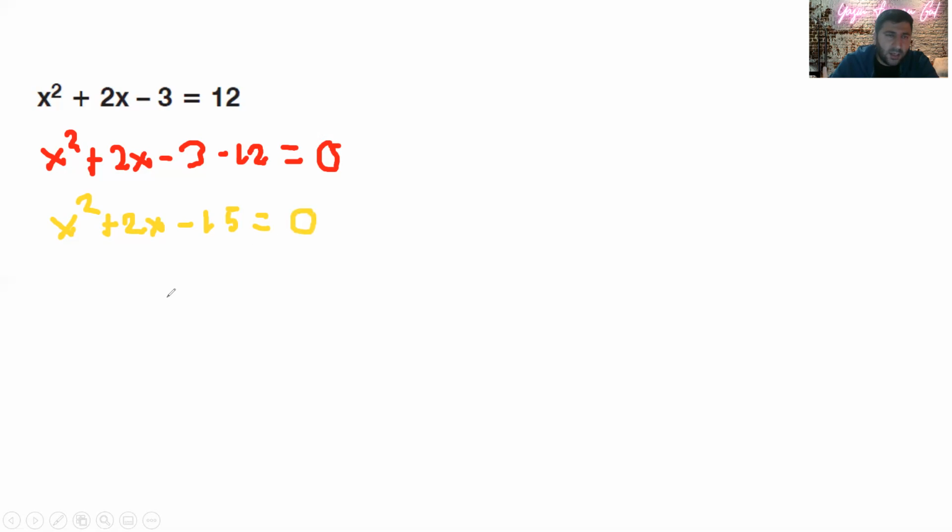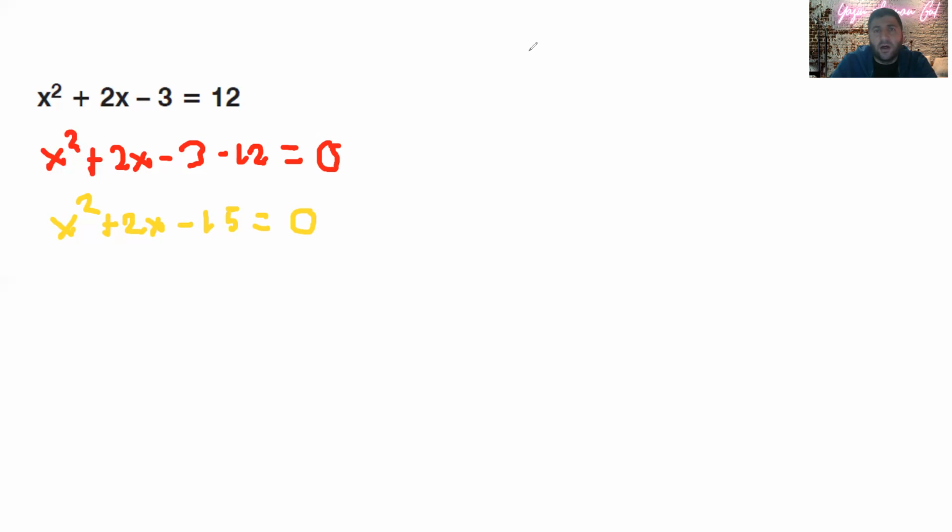Okay, now I am looking for the factors of negative 15. When I add them together, they must give me positive 2. The factors of 15 are 1 and 15, and 5 and 3. Because when I add them together, they must give me 2, I'm going to just look at the smaller factors, which will be 5 and 3. So I need to decide now which one is going to be positive, which one is going to be negative.